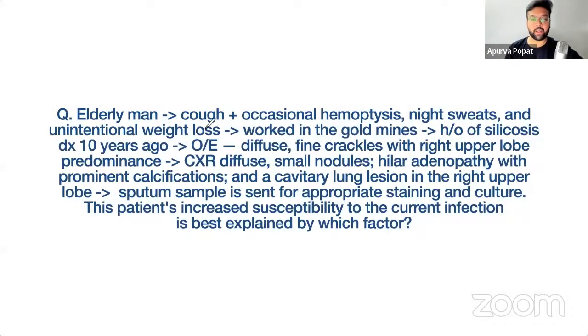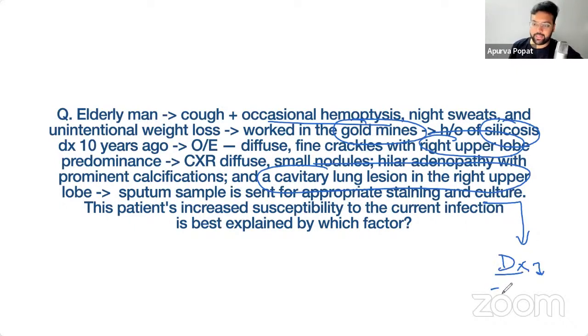An elderly man is complaining of cough with occasional hemoptysis. He's having night sweats, unintentional weight loss. He worked in the gold mines. He has a history of silicosis. On examination, there are diffuse fine crackles in the right upper lobe of the lung. Chest X-ray showing diffuse small nodules, hilar lymphadenopathy with predominant calcification, and a cavitary lesion in the right upper lobe of the lung. Sputum sample is sent for the appropriate staining and culture. First of all, tell me, what's your diagnosis?